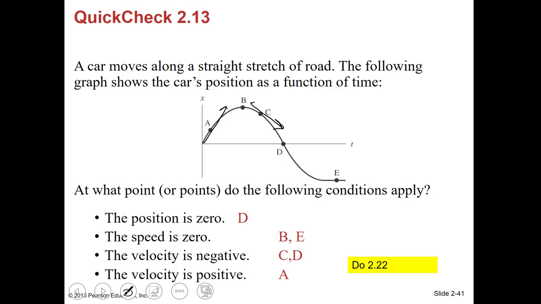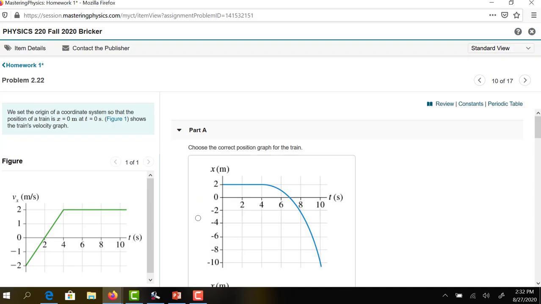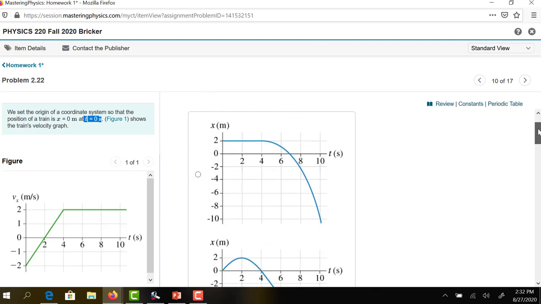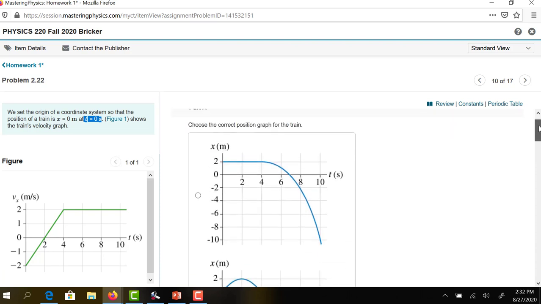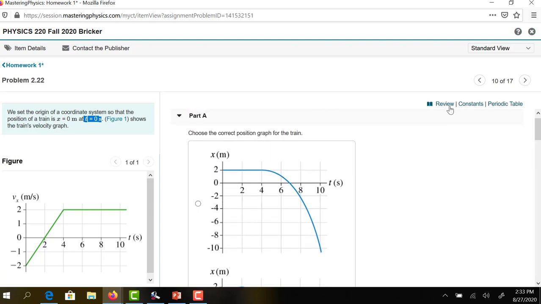So let's take a look at 2.22 from the homework. We set the origin of a coordinate system so that the position of a train, when x is equal to 0, is located at 0. Okay, that makes sense. This picture here shows the train's velocity graph, and from that, we want to figure out the position graph. We've got several choices here. Again, if you want to review the section of the book, hit review and the book will pop up for you. So let's see what's going on here.